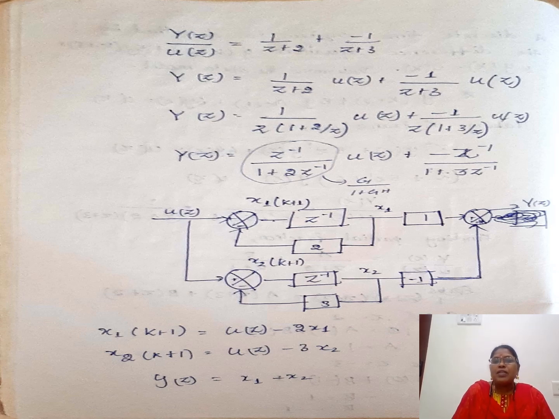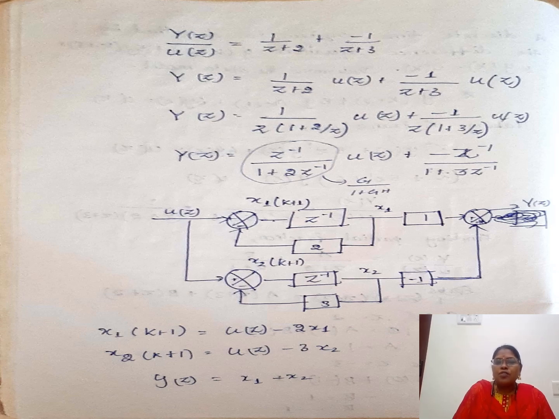What is this x1 of k plus 1? What are the inputs connected to this x1 of k plus 1? This is u of z. And here, this connection is nothing but we have 2 and this is x2, which is connected to a negative sign. So I can write it as minus 2 x1. That's why you will get minus 2 x1.